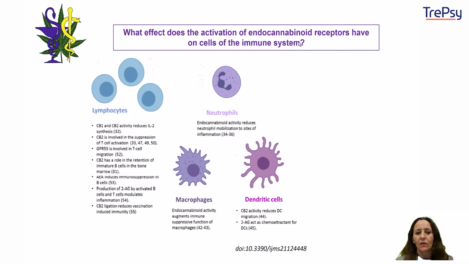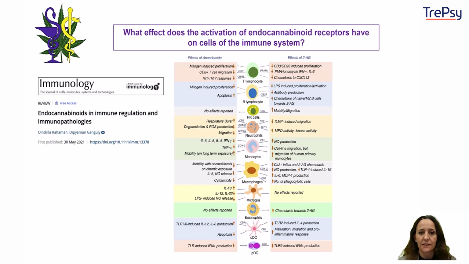In macrophages also, as you can see, they can have that immune suppression as we have been talking about. And in dendritic cells, for example, the activity of CB2 implies dendritic cell blocking of migration, and this is also important because dendritic cells stimulate T cells. So if dendritic cells are stopped, they don't migrate, they won't be activating lymphocytes, and this is very important.